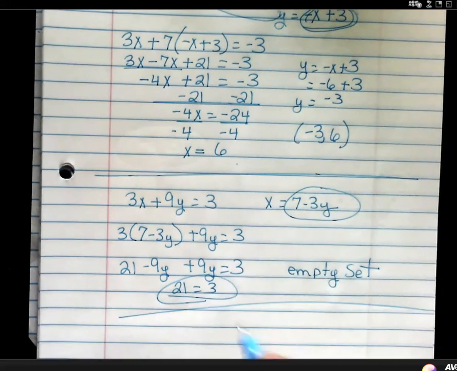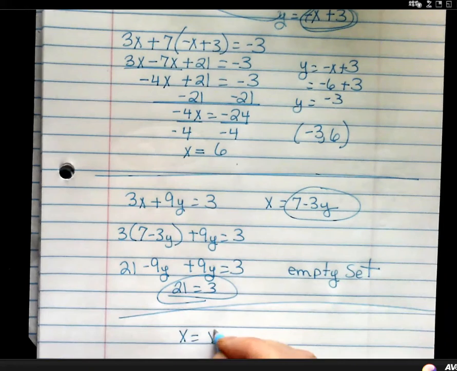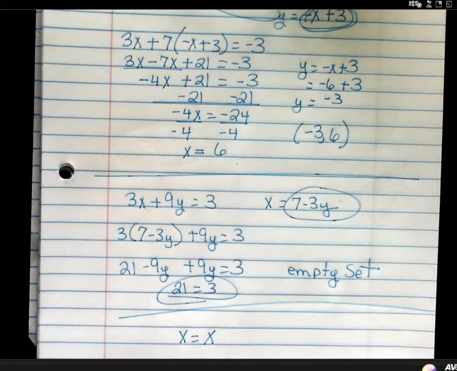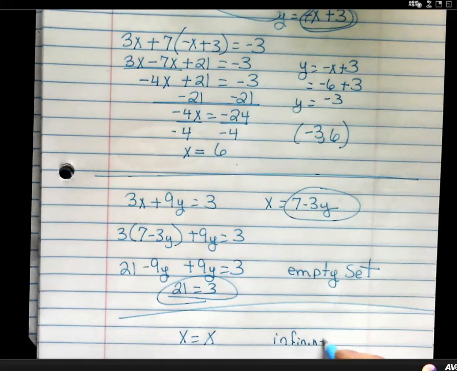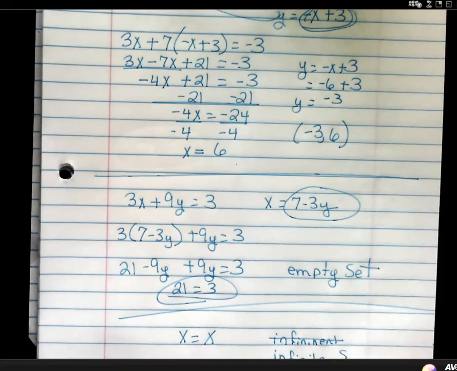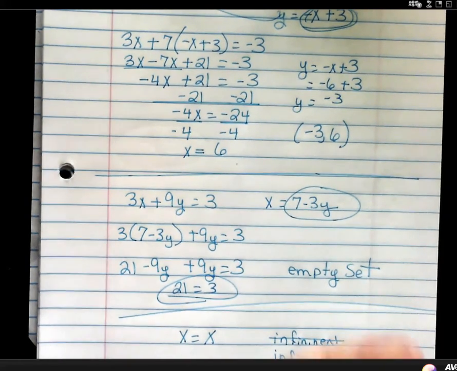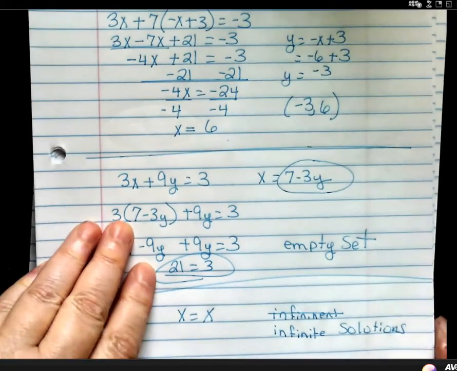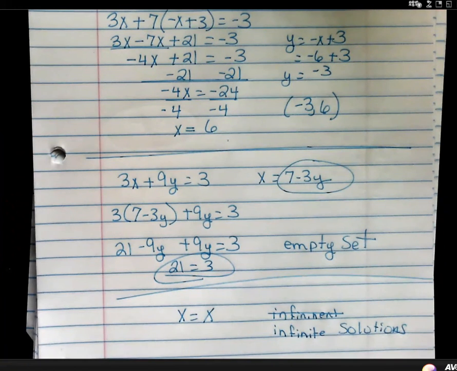If you have a solution where it is x equals x, that's where you have an infinite number of solutions. And that's where the two lines are on top of each other. All right, so that is solving systems of equations by substitution.